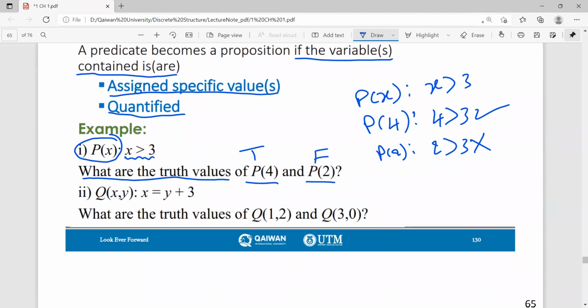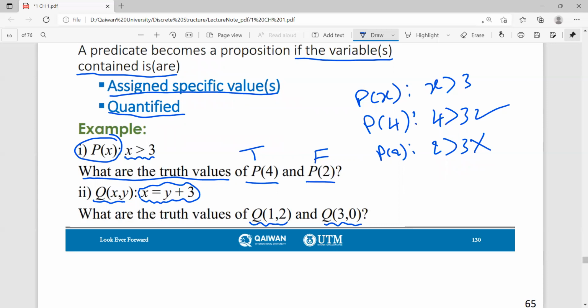And here we have Q of x, y equals. This is a statement: x equals y plus 3. This is a quantifier. It says, what are the truth values of Q of 1 and 2, and also Q of 3 and 0? That means here we should replace x by the first number and y by the second one.